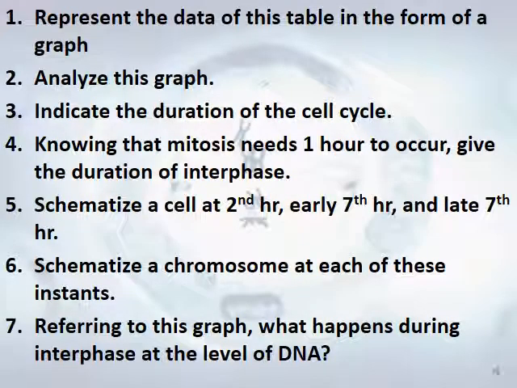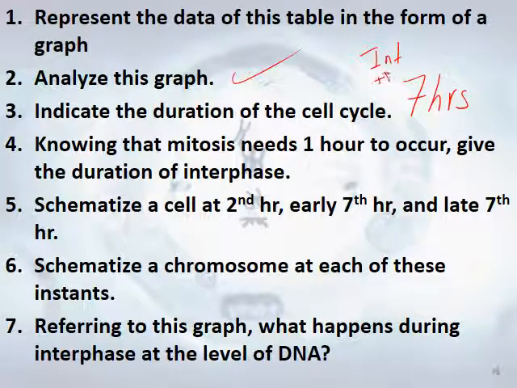So here we present the data in the form of a graph, so you have to draw the graph. Number 2, analyze this graph. Already we did the analysis. Indicate the duration, it will be 7 hours. This 7 hours includes the interphase plus mitosis, so you have to be careful. The cell cycle is interphase plus mitosis. Knowing that mitosis is 1 hour, so the total is 7. What is the time for the interphase? 7 minus 1 is going to be 6 hours.